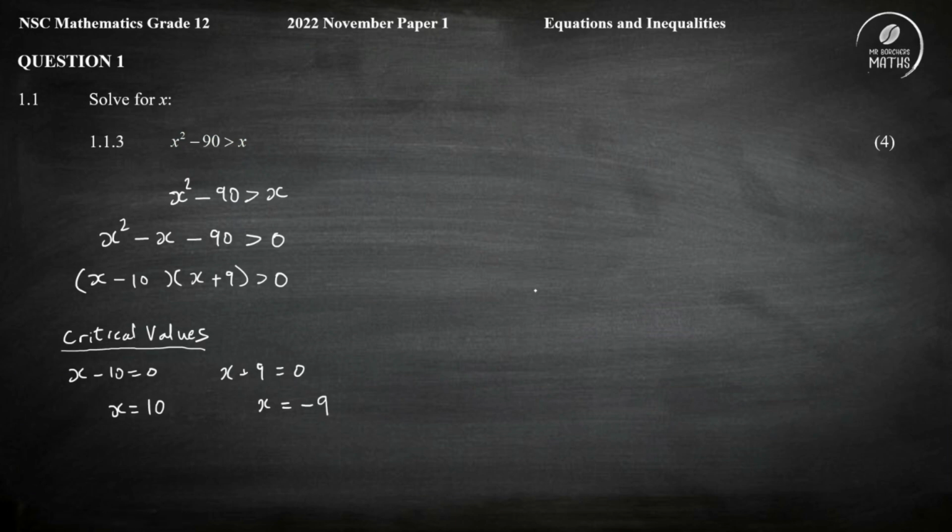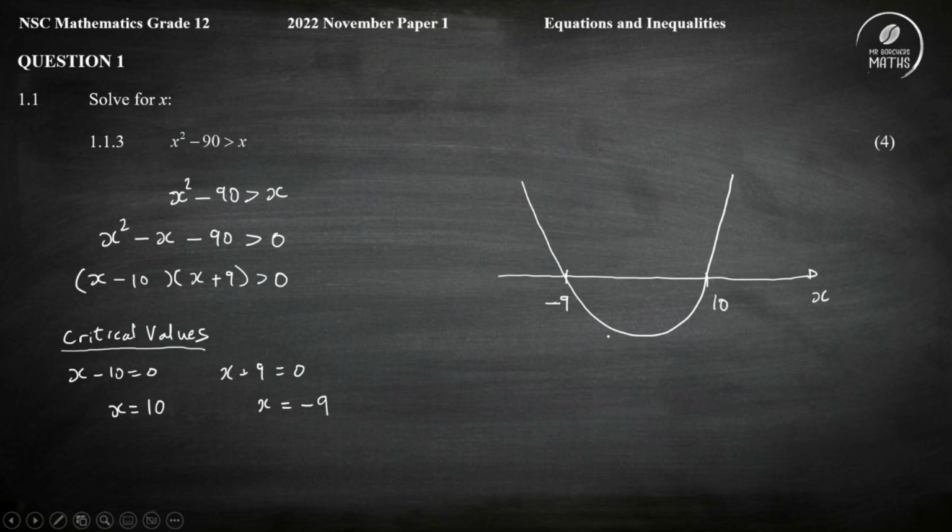Now, to communicate our final answer to this question, it will help for us to be able to visualize this question as a function. If this expression, x squared minus x minus 90, were drawn as a function of x, it would make a parabolic shape, and the two intercepts on the x-axis would come from our two critical values. The first intercept would be negative 9, and the second would be a positive 10.